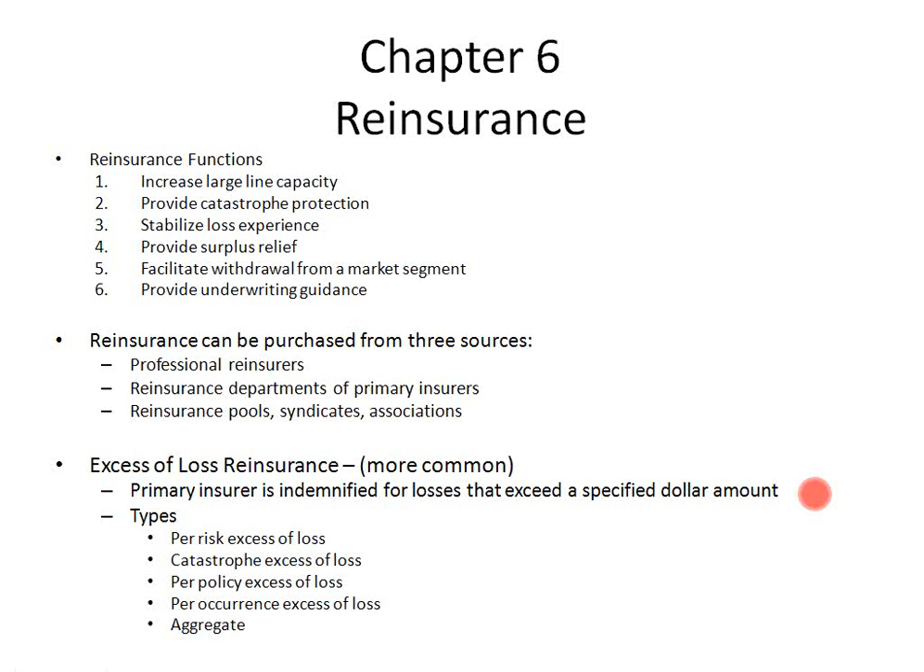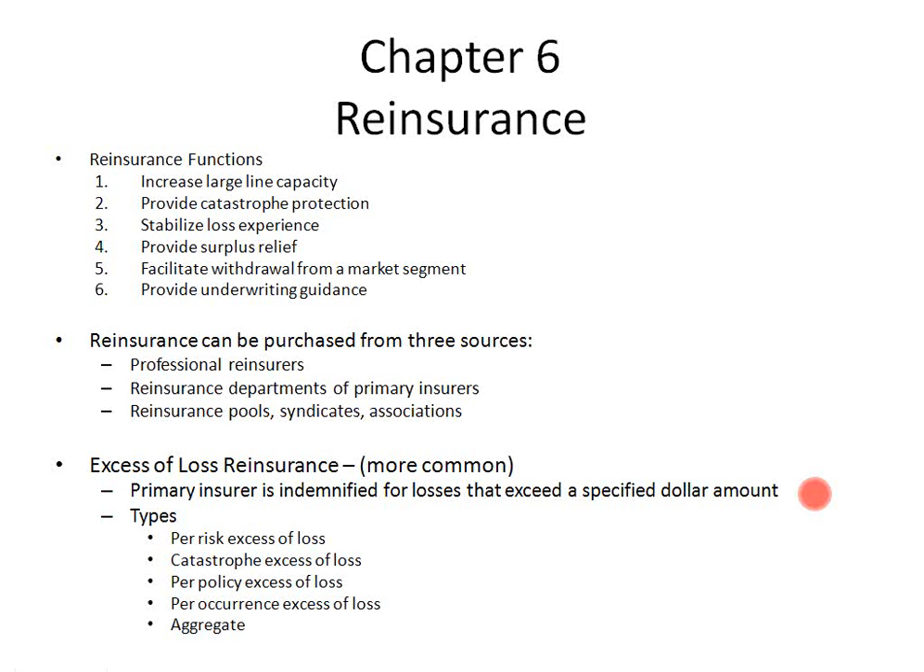The other thing I put on here as a bullet that you want to focus on is that there are different types of reinsurance, and the one you probably want to spend the most time on and really understand is excess of loss reinsurance. I think I have the chart on the next page. Excess of loss is the most common, where the primary insurers are indemnified for losses that exceed a specified dollar amount. And once you have excess of loss reinsurance, you're going to have different types.